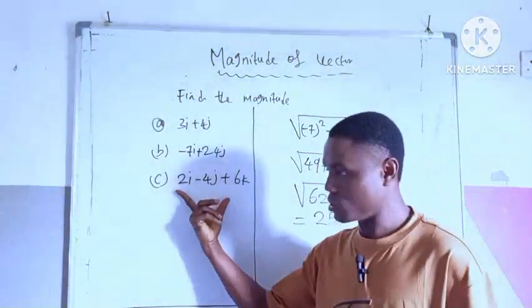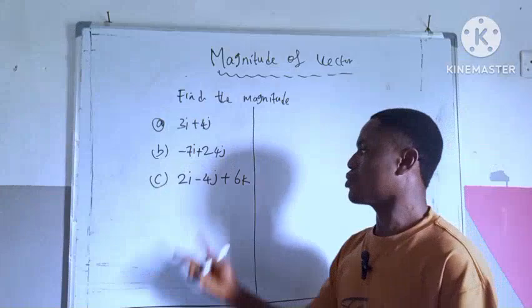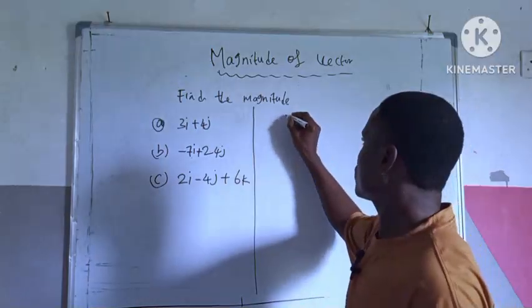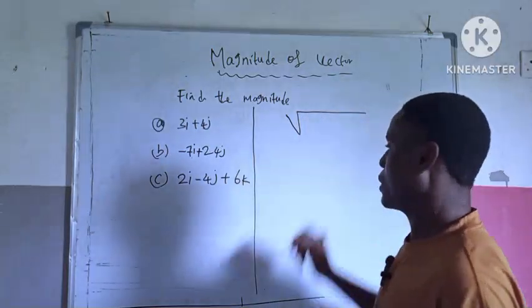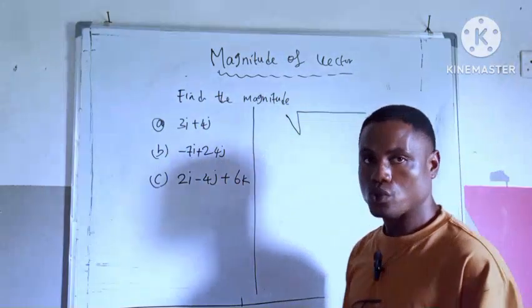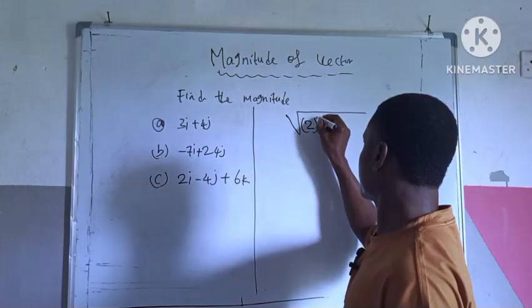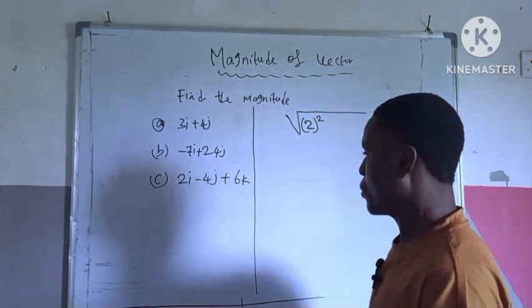I want to explain something here. What is the magnitude of this vector? The first thing is what? Draw a square root sign. The first number is what? 2, right? Square. Now, look at this place.